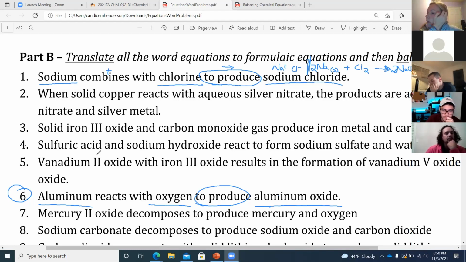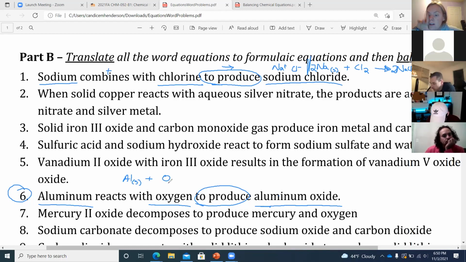Okay, so first step is to write things in the correct places. Aluminum reacts with oxygen. Aluminum is Al. All right, I'll give it a phase. It's a solid. It reacts with oxygen, so that's going to combine with oxygen.